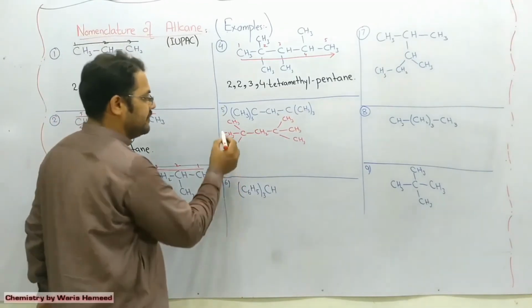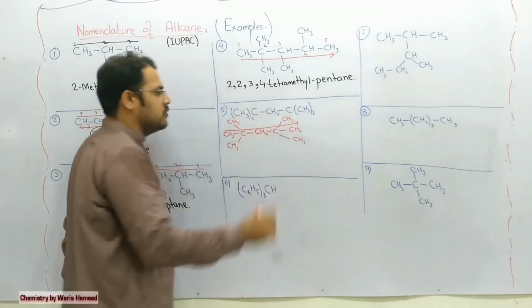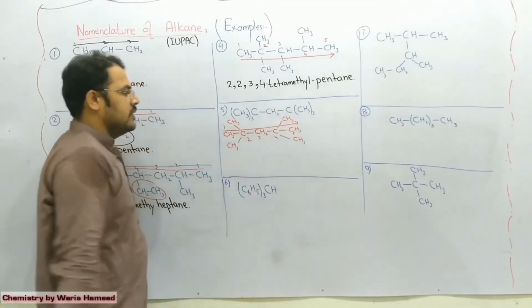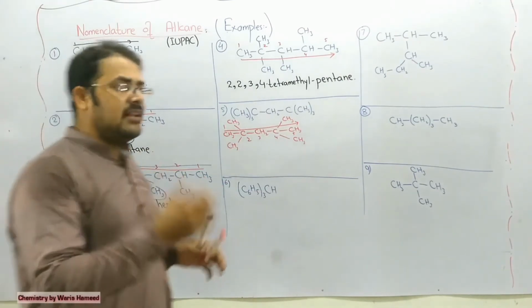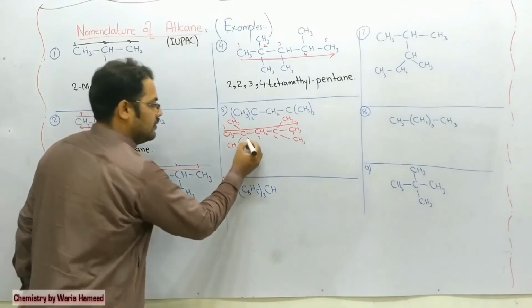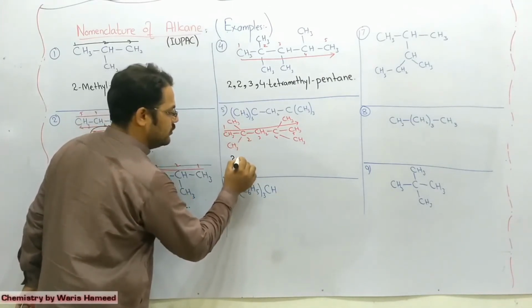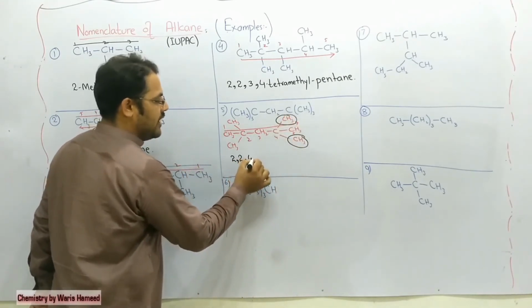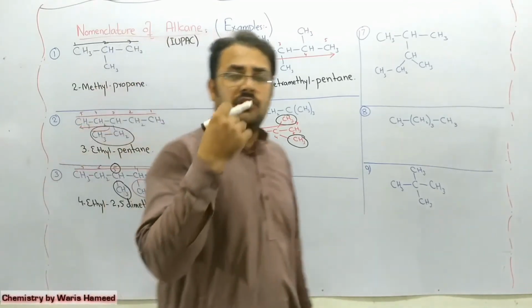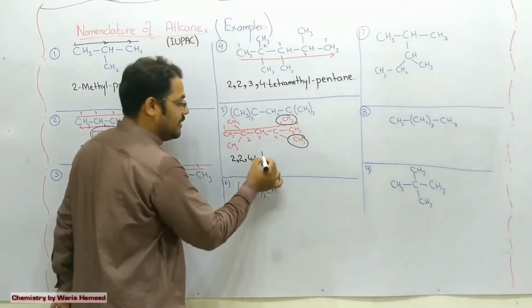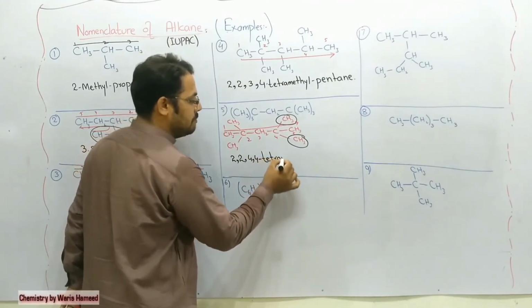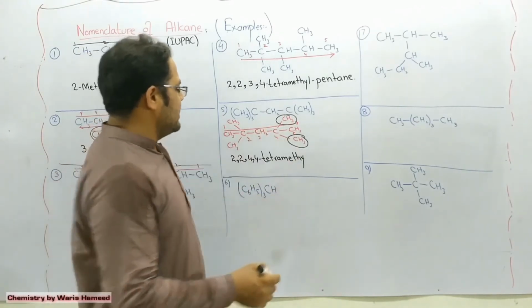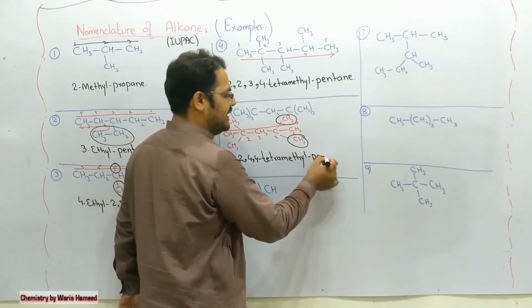Now we have to select the longest chain. It is the longest chain present in this hydrocarbon. Numbering from this side: first, second, third, fourth, fifth. Now assign the positions to the substituents, and all substituents are methyl groups. On carbon 2 there are 2 methyl groups, so writing 2 and 2. On carbon 4 there are 2 more methyl groups, 4 and 4. Actually there are a total of 4 methyl groups, so we will write tetramethyl. And the parent chain has 5 carbon atoms, so it's tetramethyl pentane.